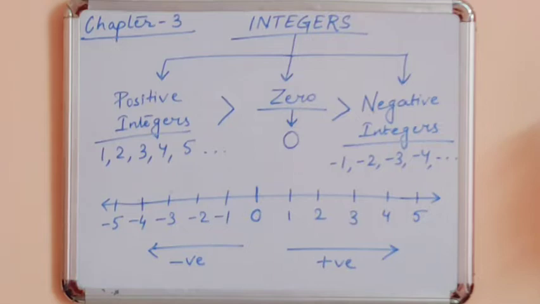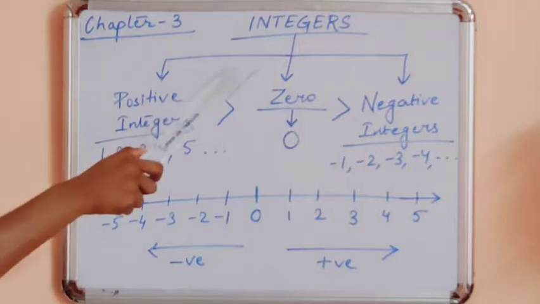Whole numbers are the numbers which begin with 0. So whole numbers are 0, 1, 2, 3, 4, 5 and it goes on. Natural numbers are the numbers which begin with 1. So natural numbers are 1, 2, 3, 4, 5, 6, 7, 8 and it goes on.